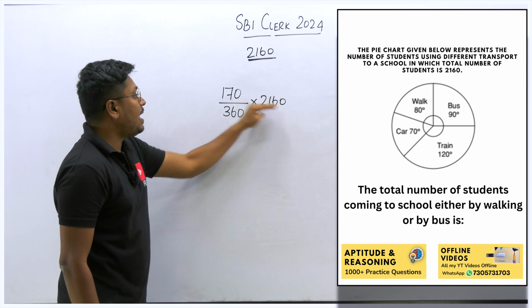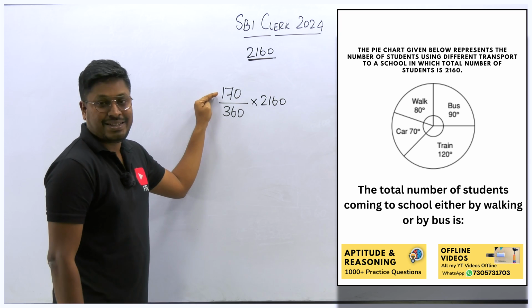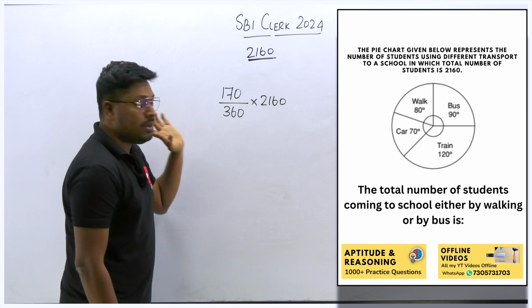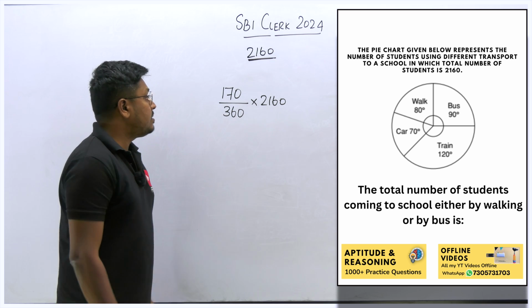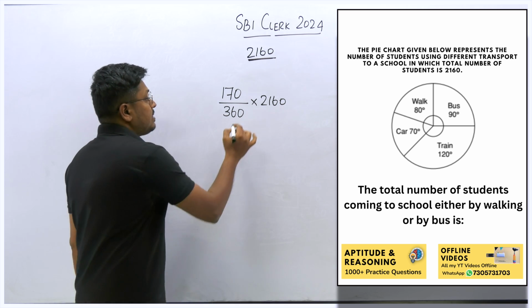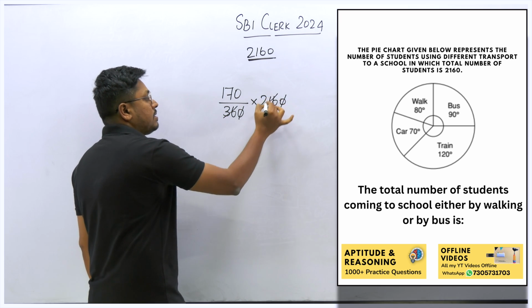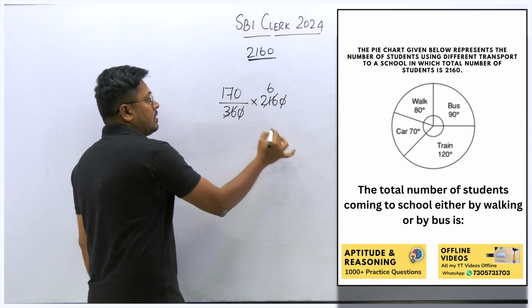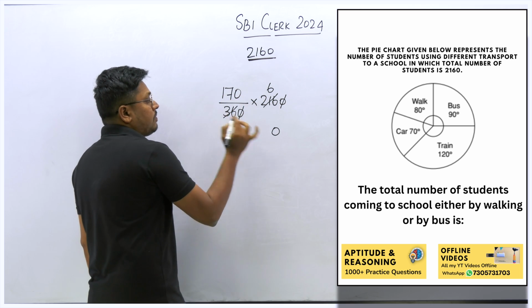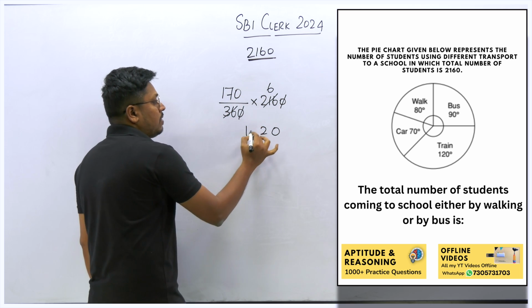So out of this, either both the transportation is 170. In order to remove the degree, divide by 360. That's it. So we can try to cancel it. We can cancel 0 and 0 here. So 36 times 6 will be 216. 6 sevens are 42. So remaining will be 4, 6 and 10.